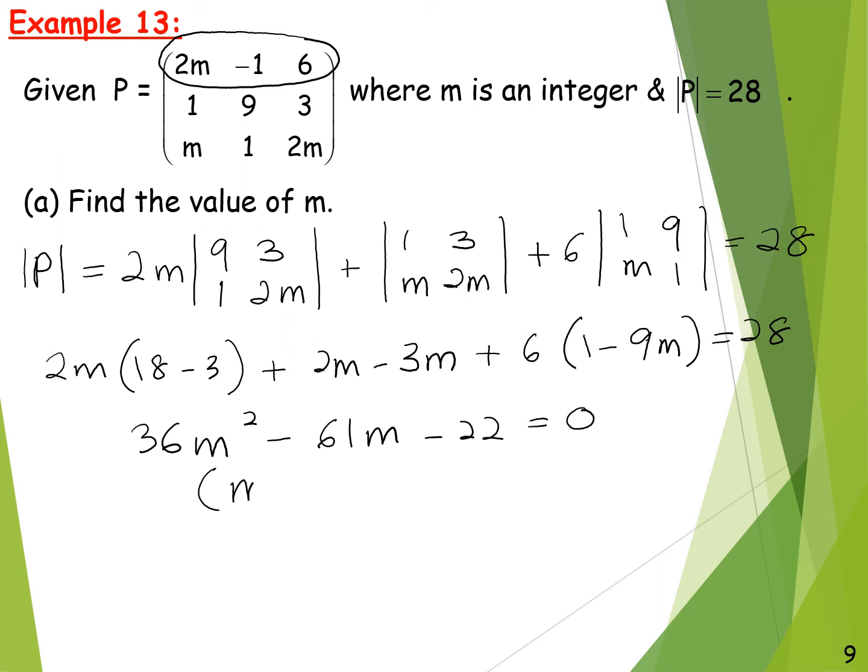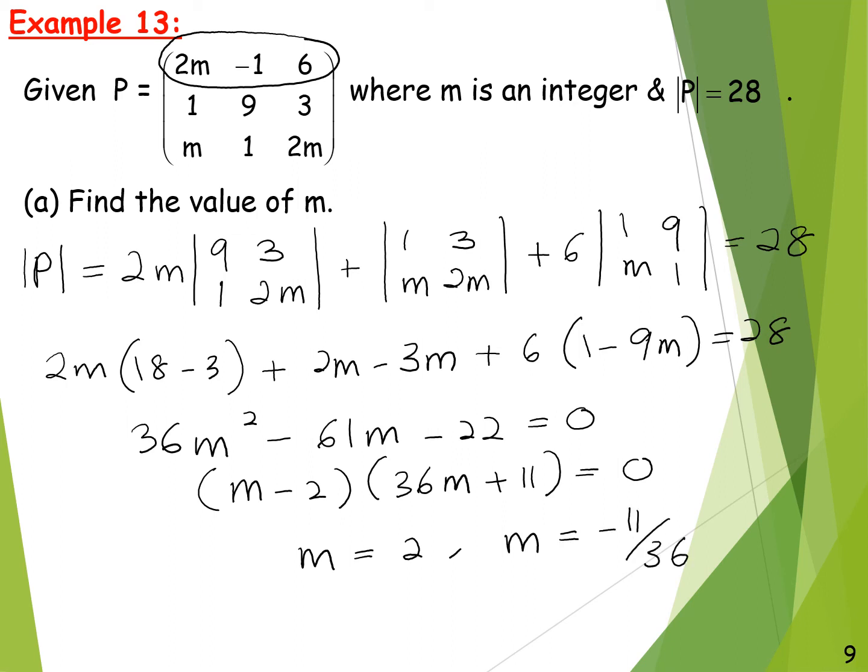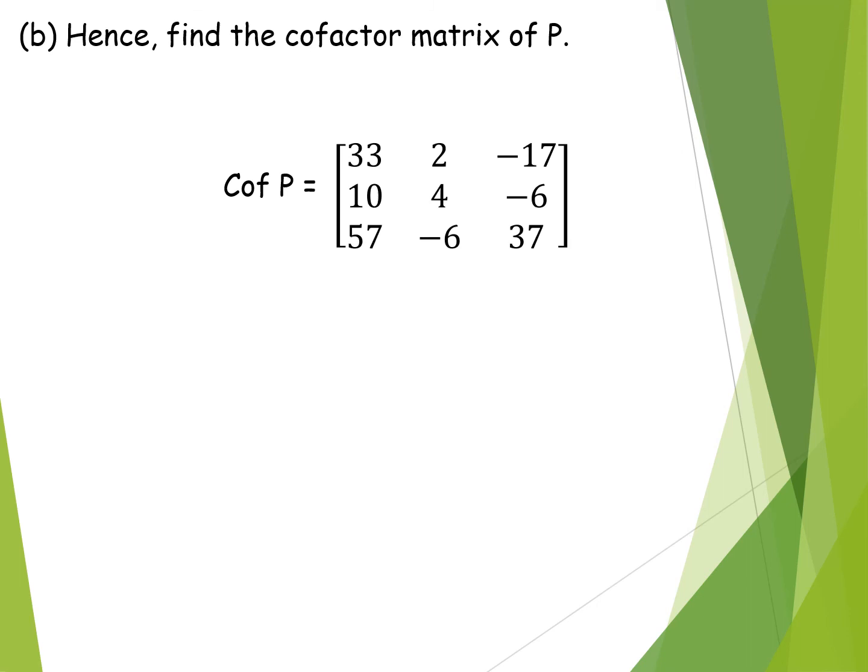So we will get (m - 2)(36m + 11) = 0. So the values of m are m = 2 and m = -11/36. But the question states that m is an integer. So -11/36 is not an integer, so we must state that this is rejected. And the last answer is m = 2.